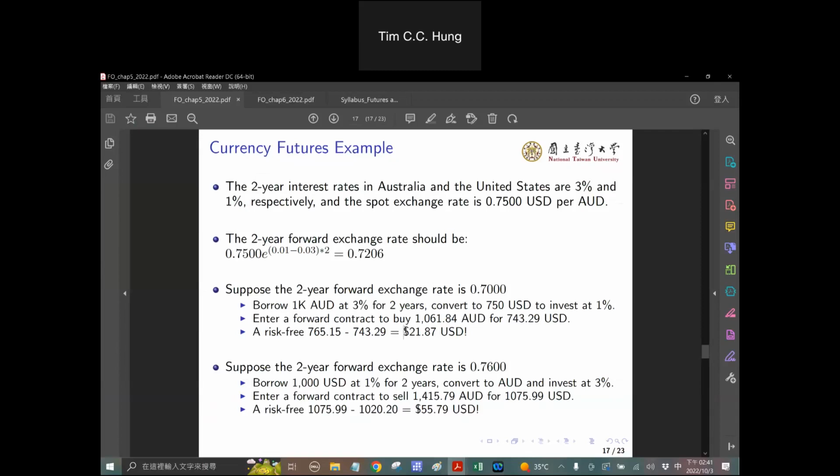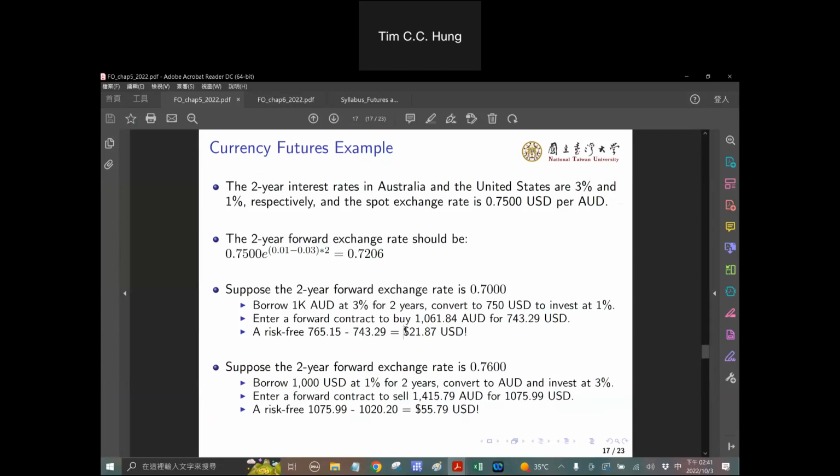So now let's be prepared to buy US dollars using Australian dollars. To begin, let's borrow 1,000 US dollars at 1% for 2 years, convert it into Australian dollars and invest it at the deposit rate of 3%. We borrow 1,000 US dollars today at 1%, so in 2 years this $1,000 at 1% will grow to 1,020.